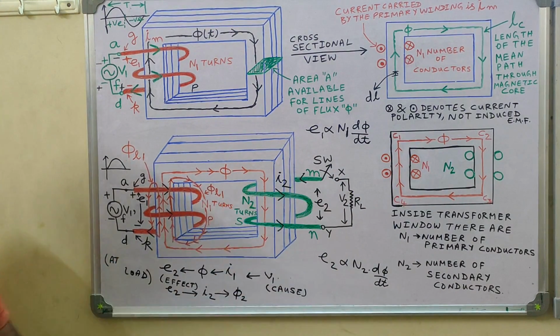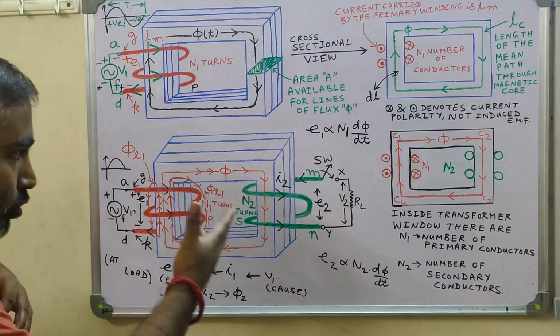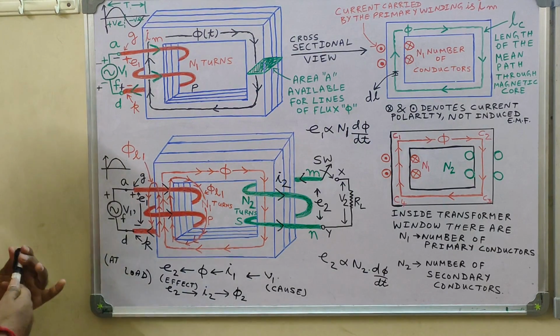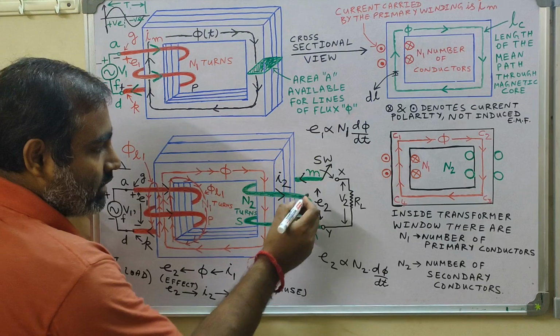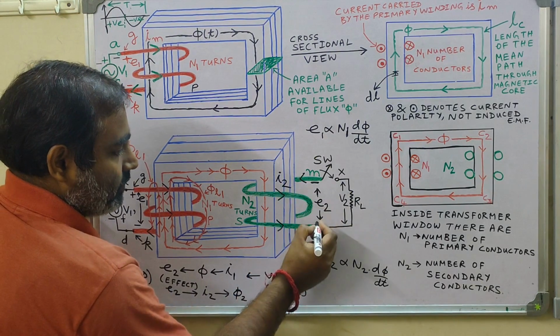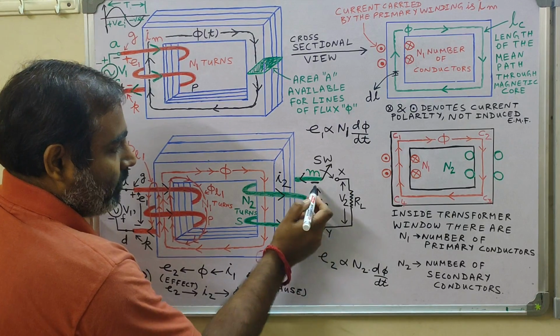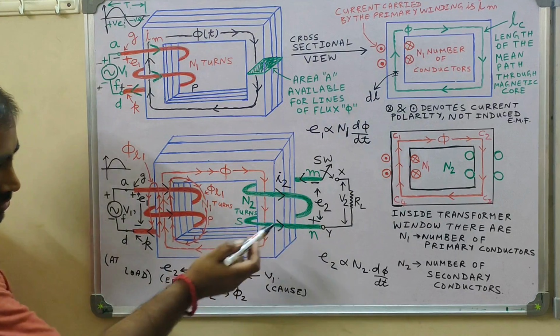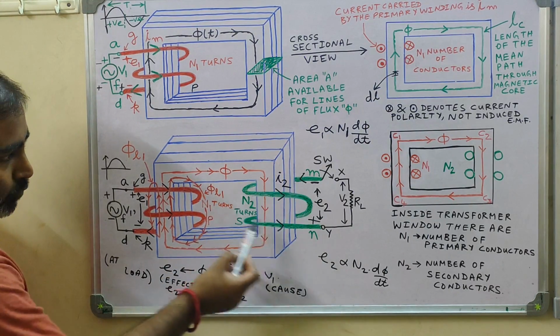Now if this is the current direction, then you can easily find that the secondary coil is a source of EMF. And inside the voltage source, current flows from negative terminal to positive terminal. So M will be negative, N will be positive, because inside the voltage source, current moves from negative to positive.